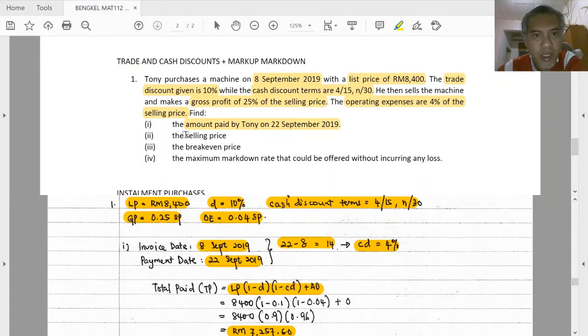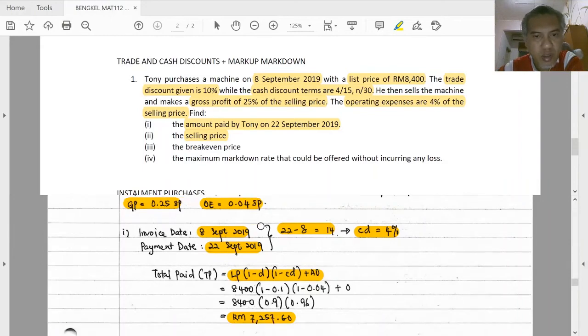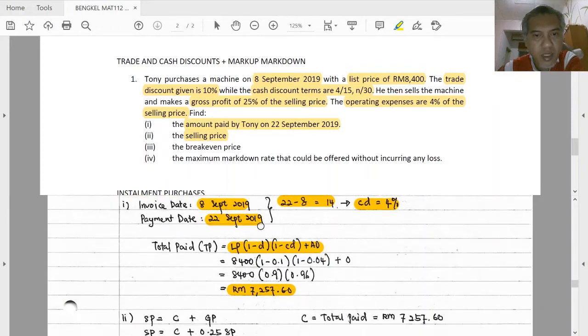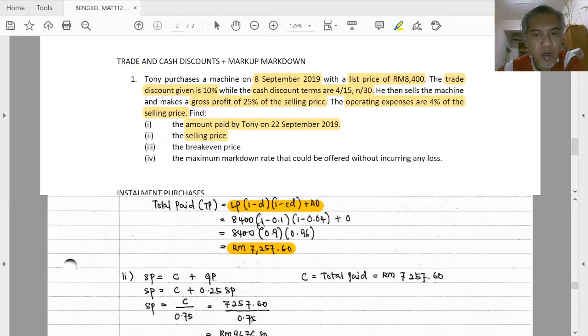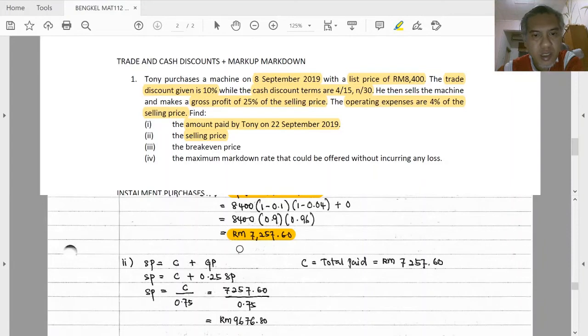Okay, the second part of the question asks you to find the selling price. In order to find the selling price, first you need to identify the cost price, if available. Since this is a continuation from the previous question, the amount paid by Tony, that is 7,257.60, is actually the cost. So we have the total amount paid to be the cost of the machine.